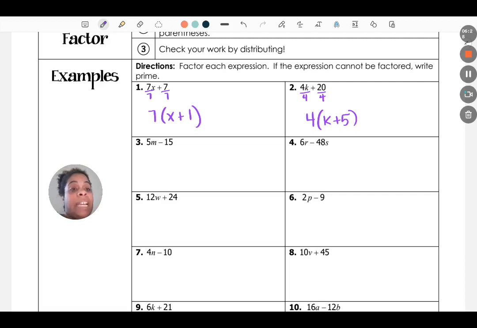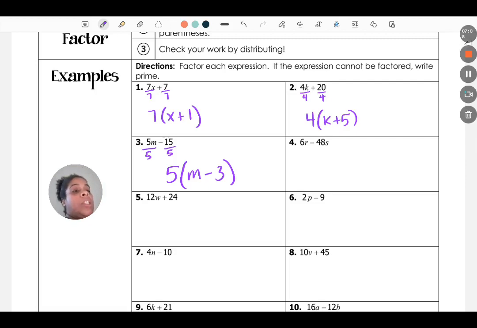Okay, so I have 5m minus 15. So the greatest common factor that 5 and 15 have is 5. It can't be larger than 5, and 5 can go into 15. So 5 has to be the greatest common factor. We're going to divide by 5. And so 5 will be our common number on the outside. Inside, I left the m minus, and 15 divided by 5 is 3. There it is. And to double check, we would do 5 times m is 5m, and 5 times 3 is 15. And we left the sign. All right, here we go.